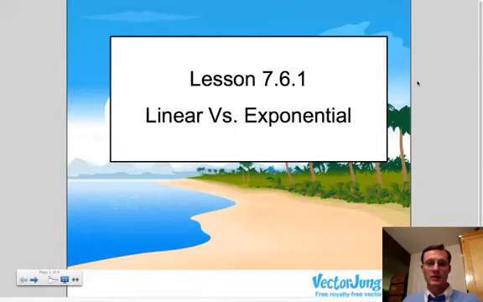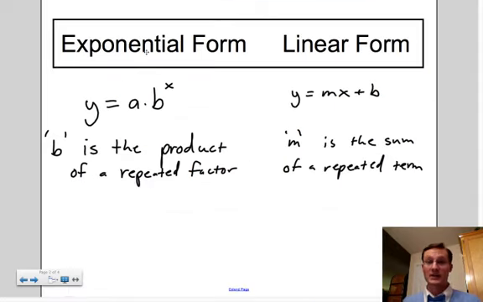Today we're going to start on a new lesson. We're going to look at linear versus exponential in this first lesson. So we need to talk about what exponential form is versus linear.